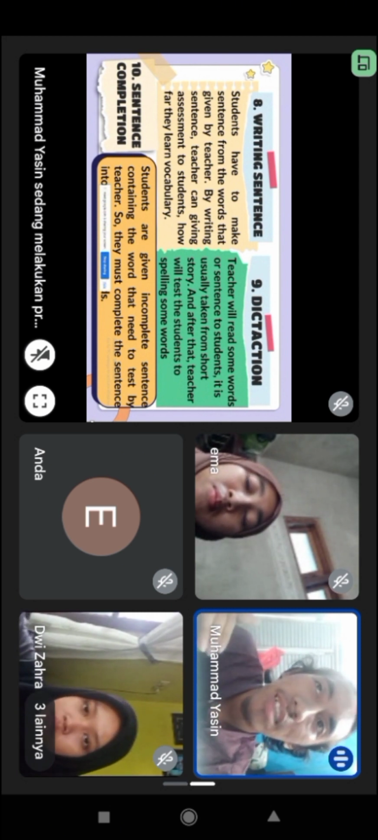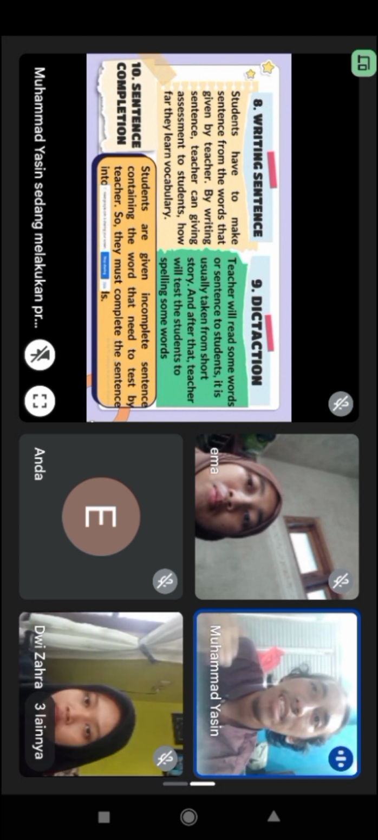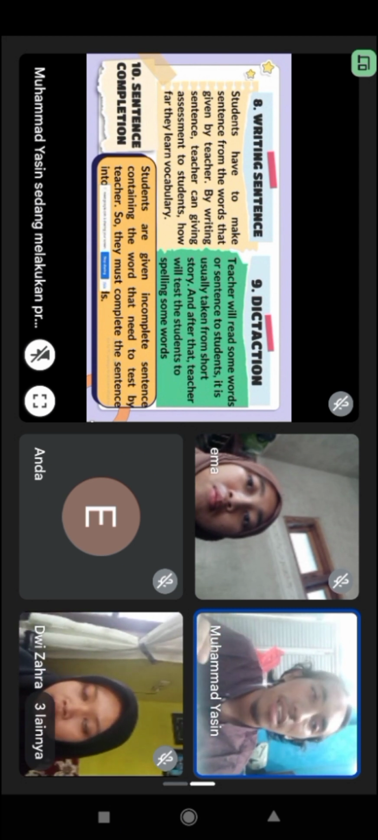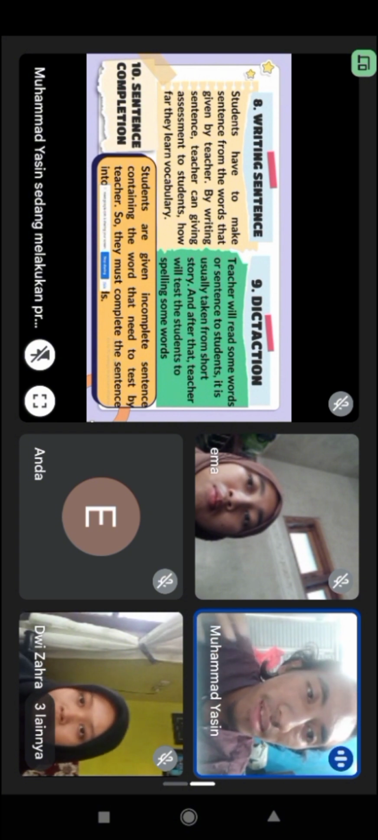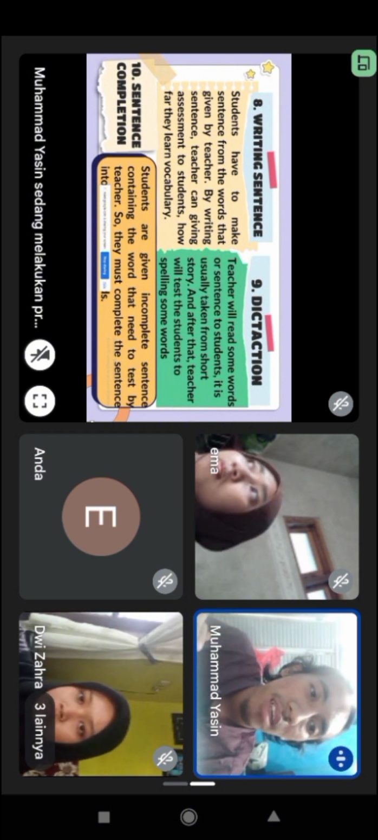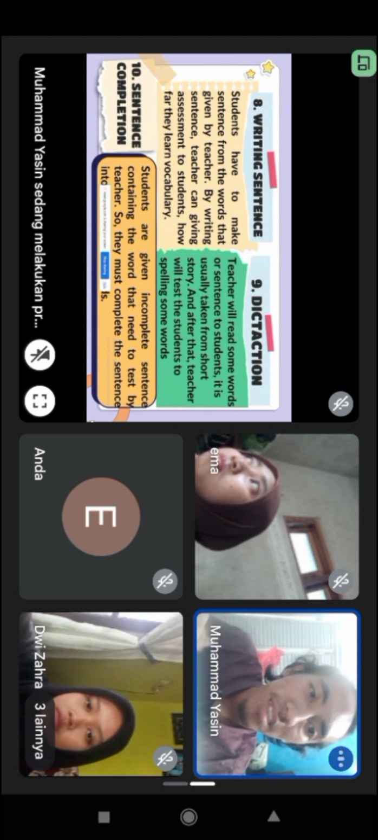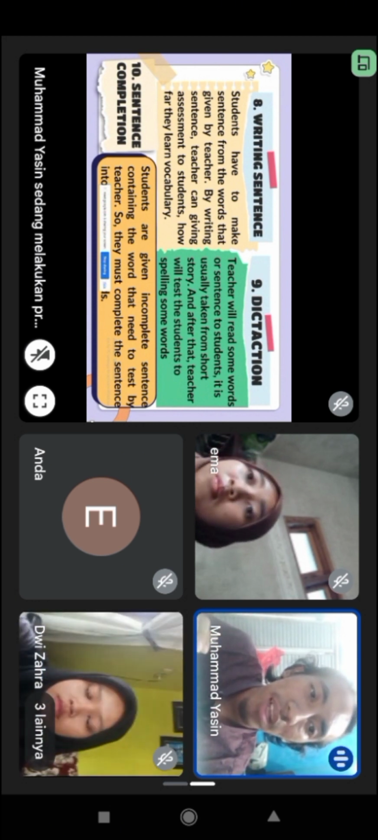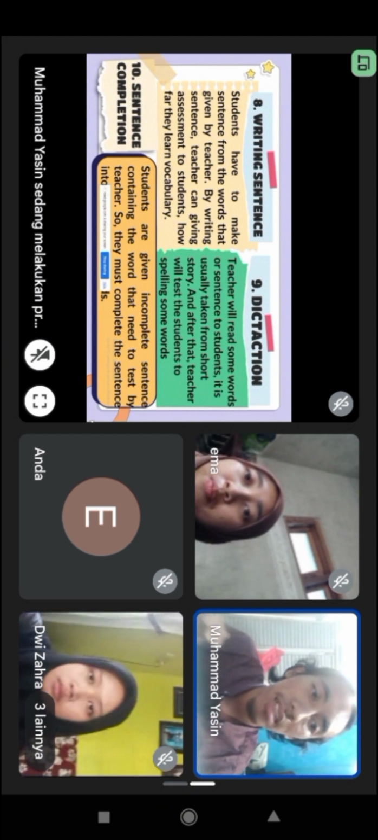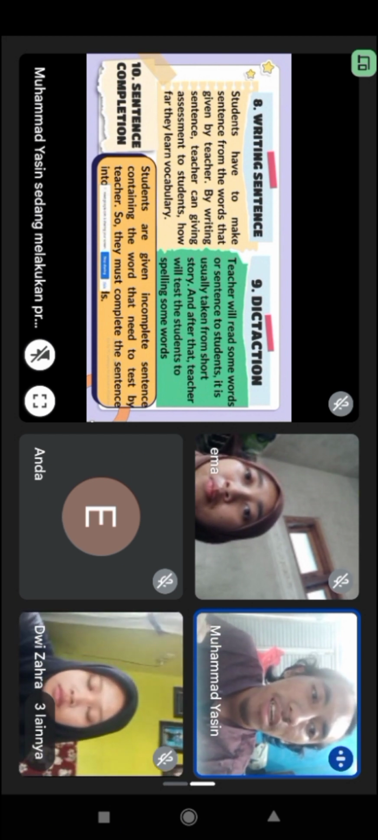And number nine is dictation. With dictation, the teacher will read some words or sentences to students. It is usually taken from a short story. And after the teacher reads the text, the teacher will test the students to spell some words. And the next is sentence completion.